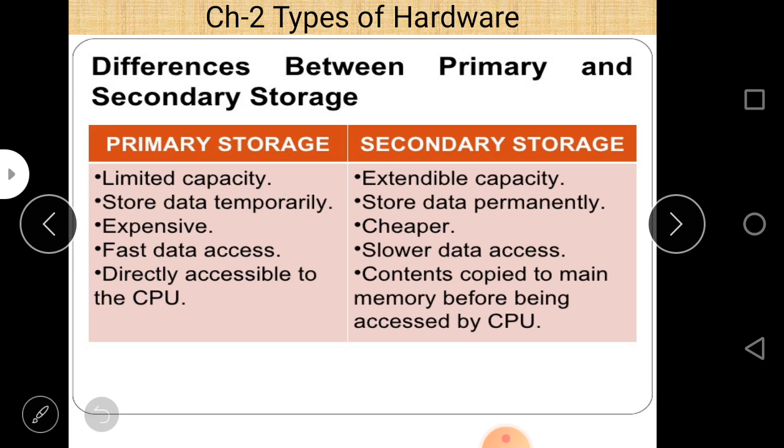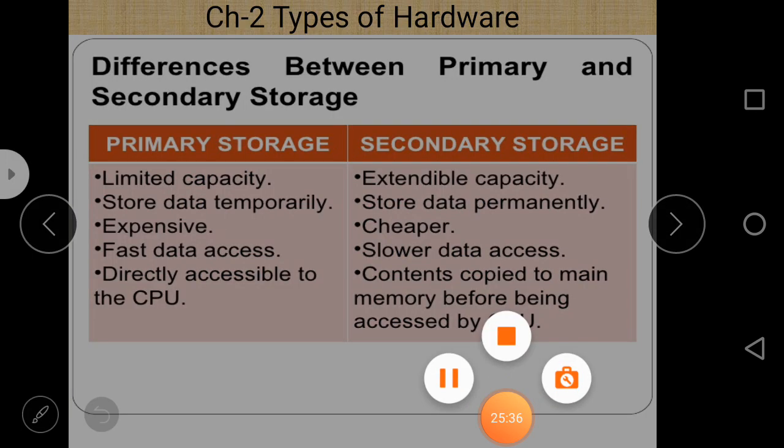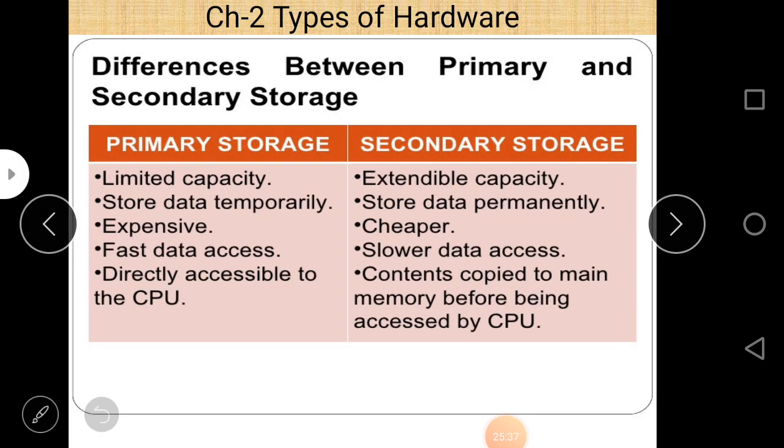Now, the difference between primary and secondary storage is a very important question as far as your exam is concerned. If this is asked in your examination, what is the difference between primary storage and secondary storage, give some comparison, at least 5 points should be there. First of all, as far as capacity is concerned, primary storage has less capacity as compared to secondary storage. So we can say that primary storage has limited capacity, while secondary storage has extendable capacity.